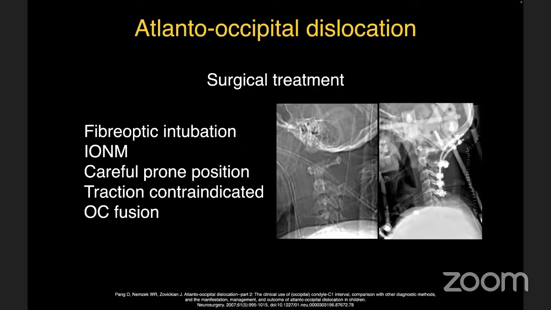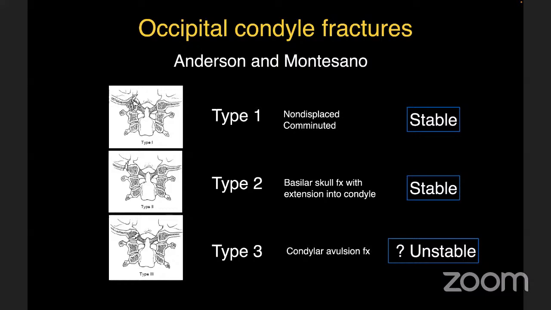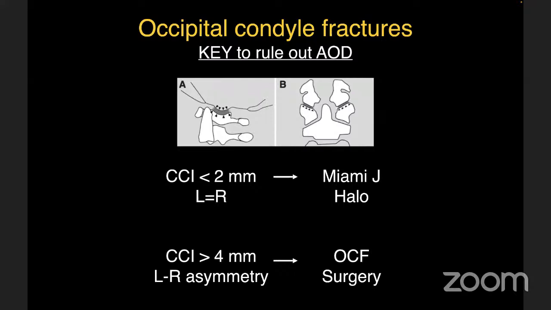The other fracture in this region is the occipital condylar fracture. The clinical presentation is a classical triad of neck pain and lower cranial nerve palsies, because the occipital condyle is very close to the hypoglossal canal and the jugular foramen. The X-rays many times are normal. Major neurological deficits are uncommon unless you have type 3 injuries. Type 3 injuries are condylar avulsion fractures, and these potentially can be unstable because they are associated with the first injury that we saw, the AOD.